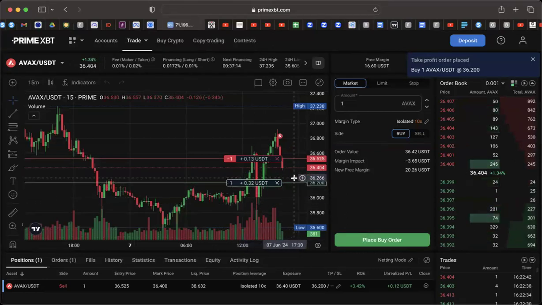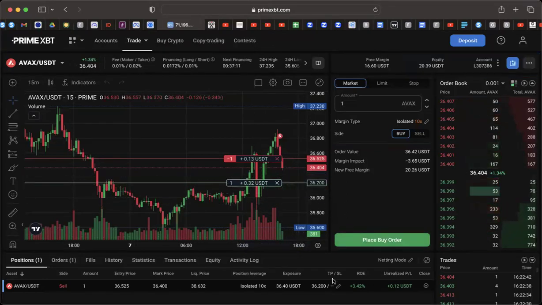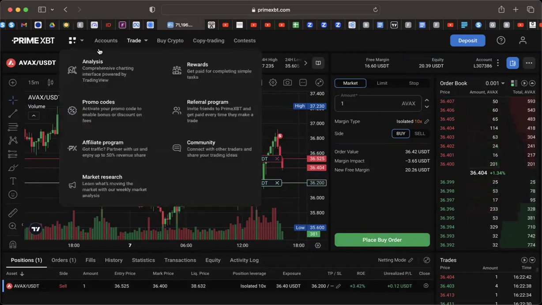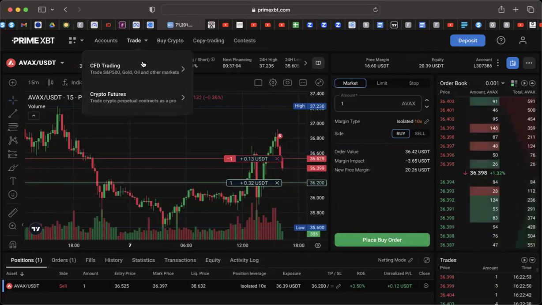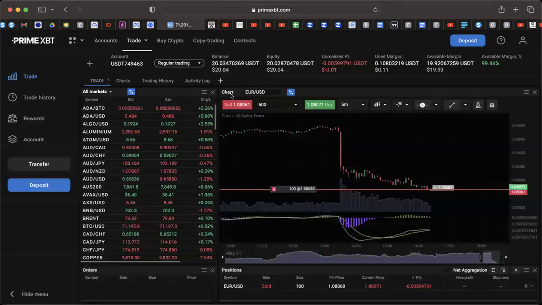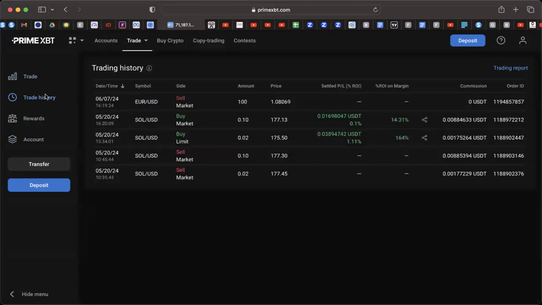So here, see the take profit. So we're in 3.46%. And so I go to CFDs. So this one I was seeing some negative. Trade history. I think, okay. Oh, okay. So there was some trade here. Solana, okay, Euro USD still going on. 14%, 164%.